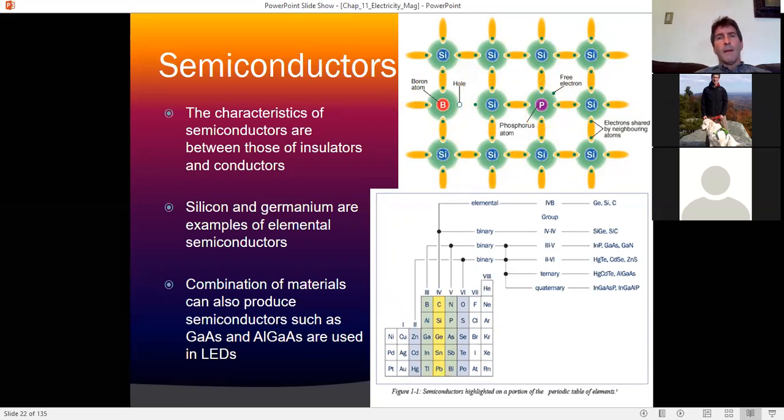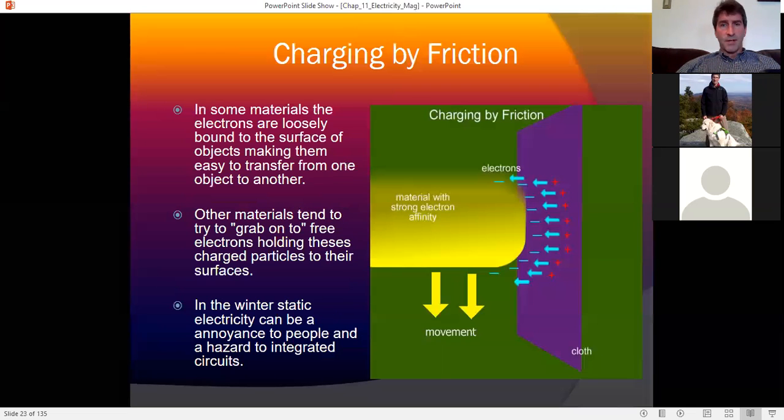So again, without going into too much detail, the semiconductor has electrons that are loose enough that they can be pulled free, okay? And when we add impurities to them, we can create special types of semiconductors. We call them N and P type semiconductors. And when put together, we make diodes and transistors out of them.